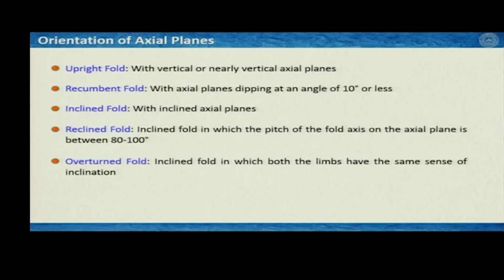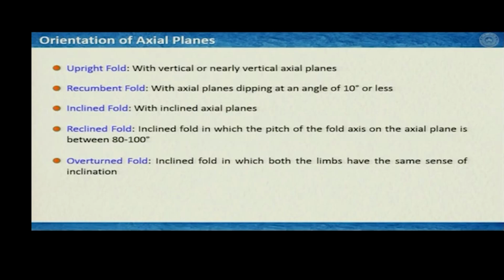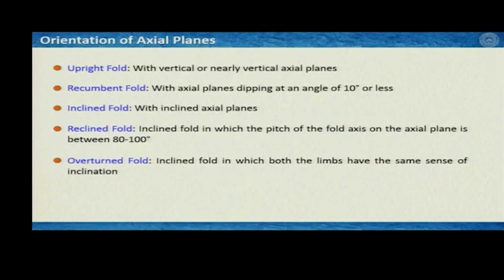Now let's have a look at how we classify the folds based on the orientation of axial planes. A number of terminologies we will be using here. The first one is upright fold with vertical or nearly vertical axial planes. The second one is recumbent fold with axial planes dipping at an angle of 10 degrees or less, or you can consider the axial plane is sub-horizontal or horizontal. The inclined fold is anything in between upright and recumbent fold, that means the fold axial planes are inclined.